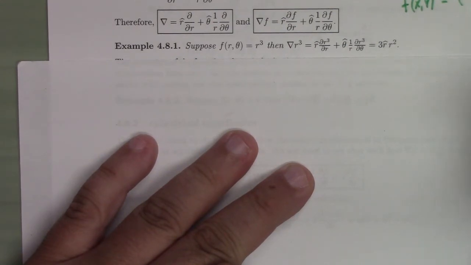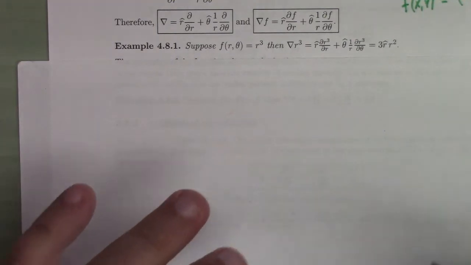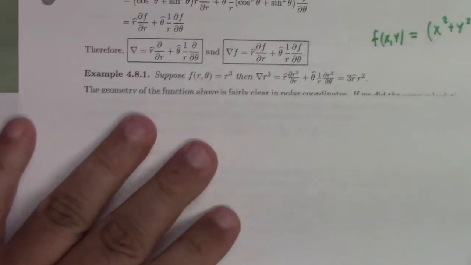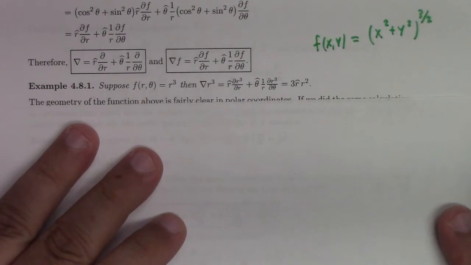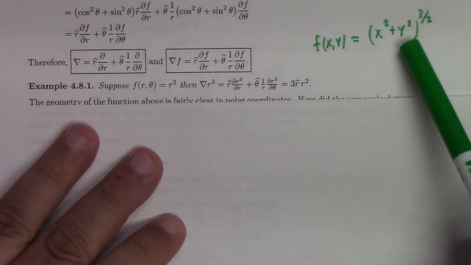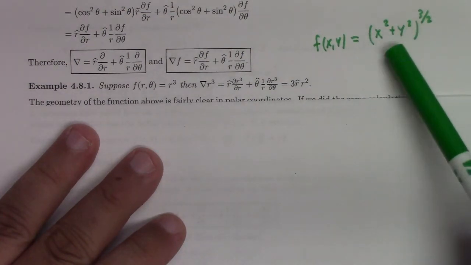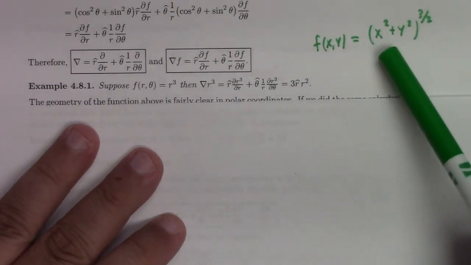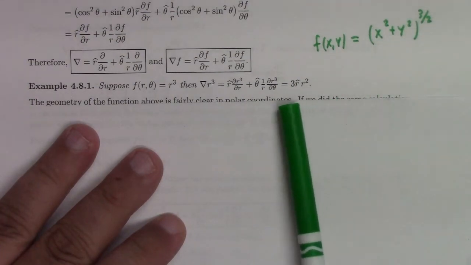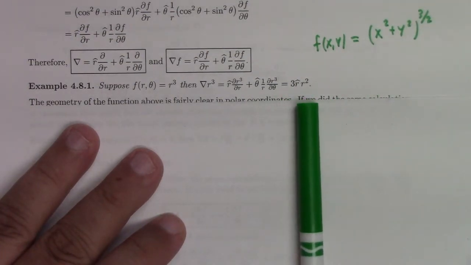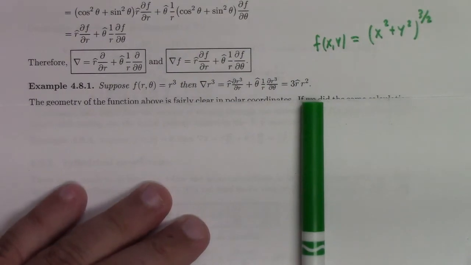So you can take that formula, that function right there, x squared plus y squared to the 3 halves, and you can calculate the gradient of that in Cartesian coordinates. And after some suffering, you would eventually derive that it's the same as this 3r hat r squared right here.